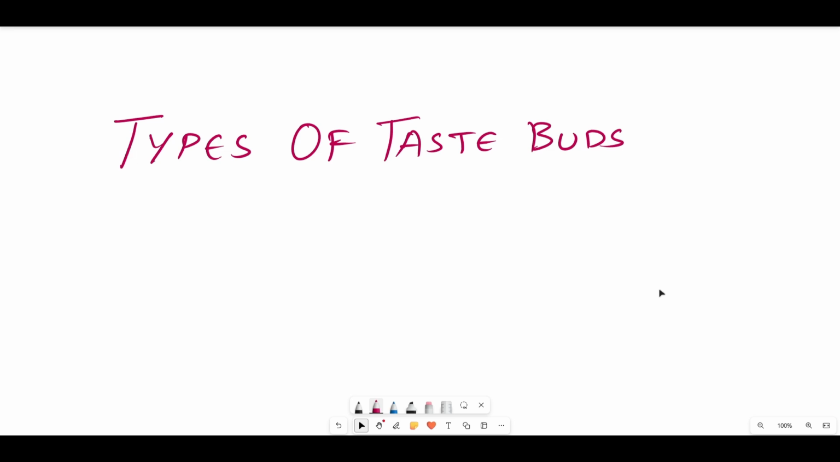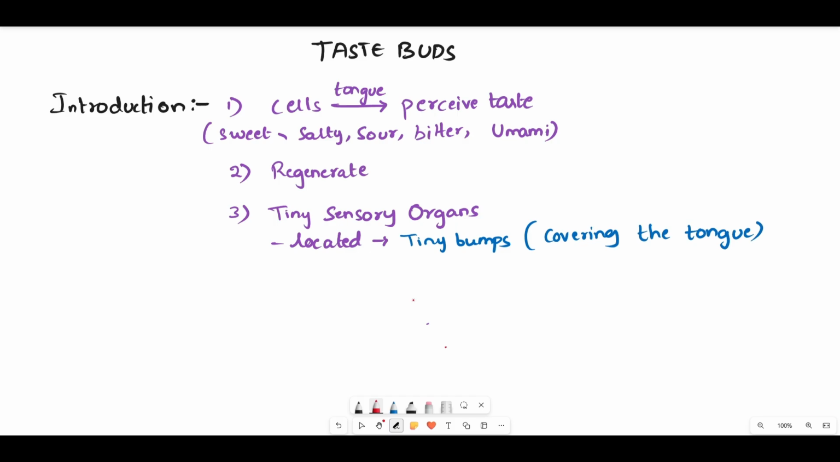Today we will learn different types of taste buds. We will see where they are present and what taste each one detects. This topic is important for exams and it's very easy to remember. So coming back to the introduction.